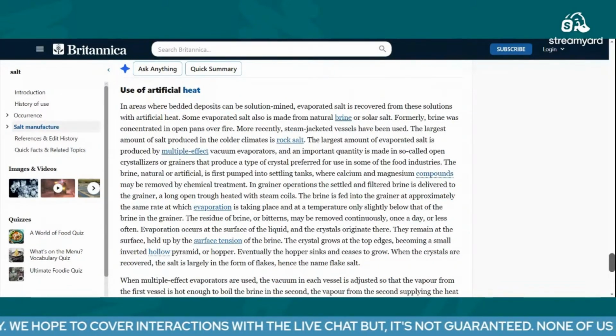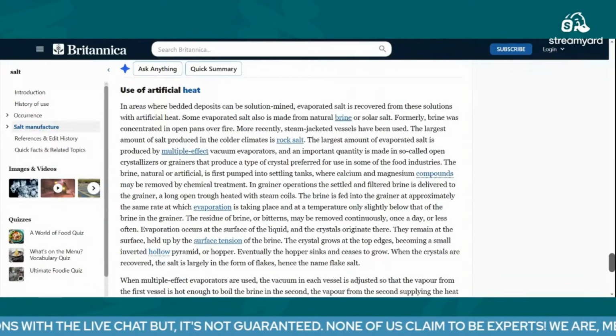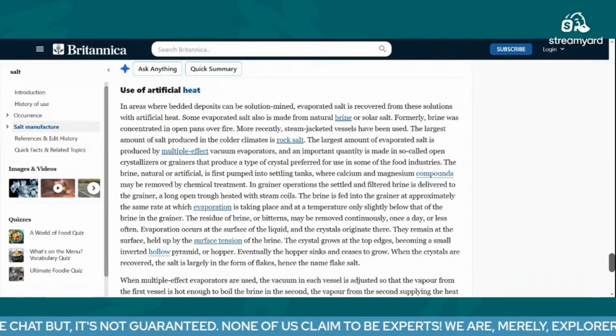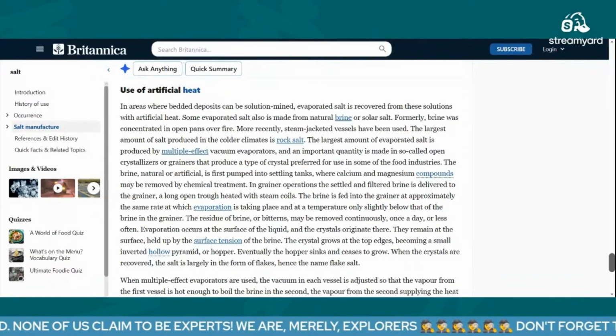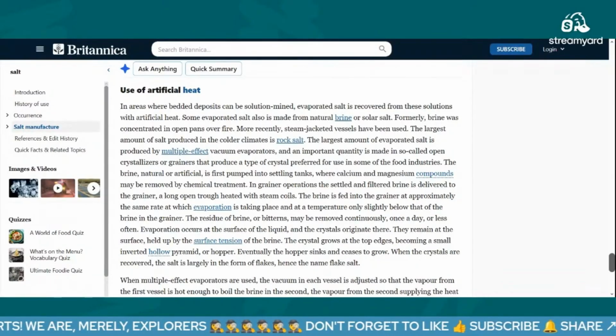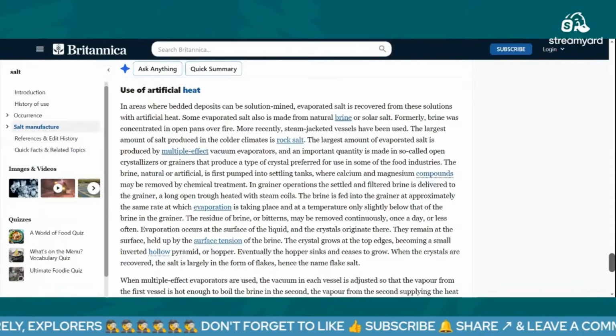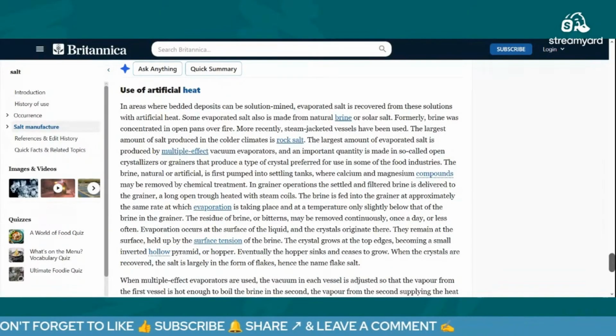The largest amount of salt produced in the colder climates is rock salt. The largest amount of evaporated salt is produced by multiple effect vacuum evaporators, and an important quantity is made in so-called open crystallizers or grainers that produce a type of crystal preferred for use in some of the food industries.